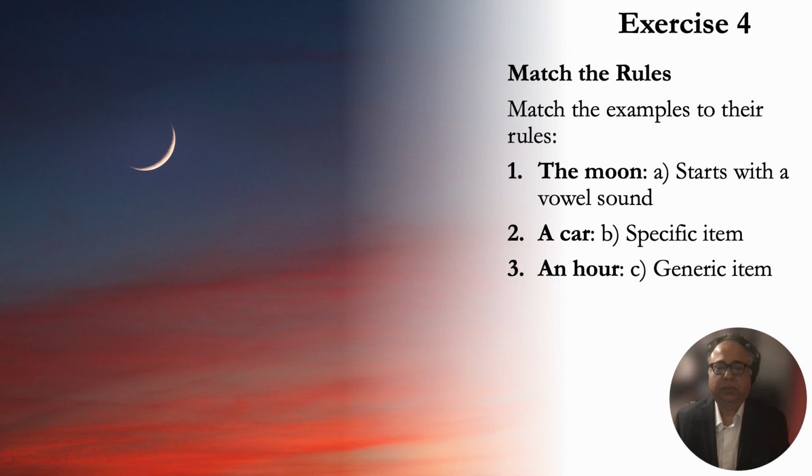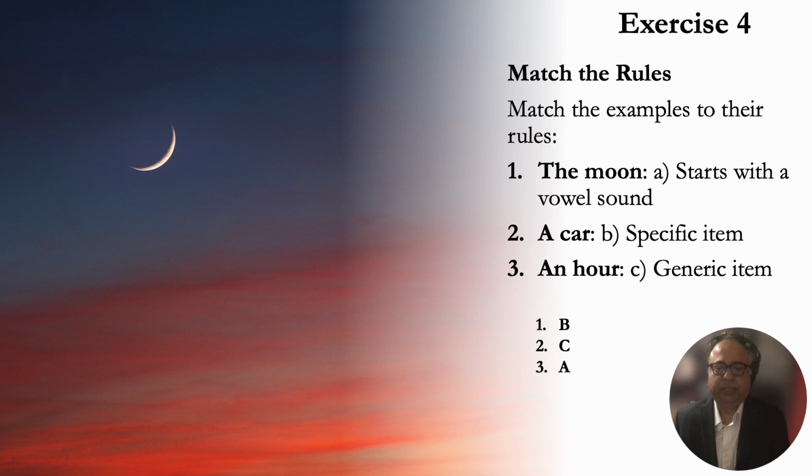Okay, how about this? This is an interesting exercise that I've created for you. There are 3 nouns: the moon, a car, an hour. Which one is specific? Which one is generic? Which one starts with a vowel sound, for example? So have fun doing this exercise. It is short, so it won't take you a lot of time. Whenever I give you an exercise, be sure to stop the video so that you can do the exercise and then check the answers later.